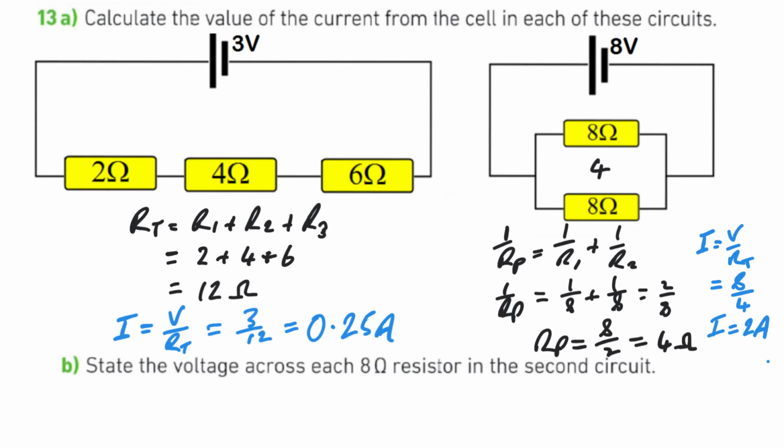State the voltage across each 8 ohm resistor in the second circuit. And again, it's state because you're using a rule. And we've talked about this rule quite a few times in this session, that when things are in parallel, they all have the same voltage. So everything in that circuit will have 8 volts across it. And so we can state that it's 8 volts, and the reason is that they're in parallel with the battery, which is 8 volts.